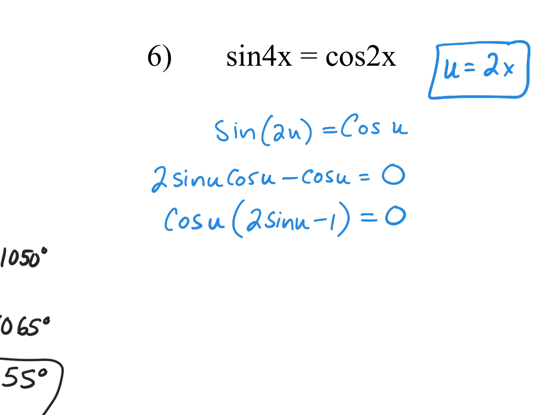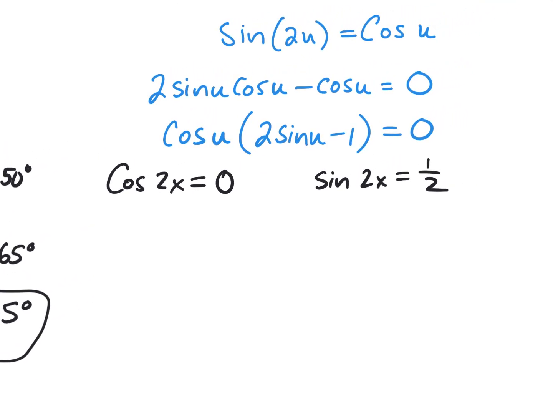I think now is the best time to convert back. We're going to have cosine of 2x equals 0, and we're going to have sine of 2x equals 1/2. So we're going to solve these as we normally would.